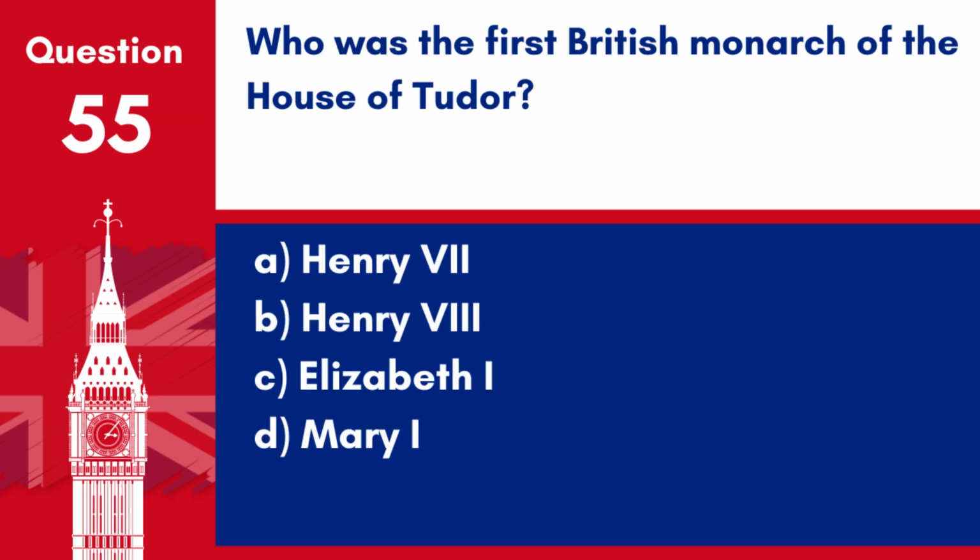Question 55. Who was the first British monarch of the House of Tudor? A. Henry VII. B. Henry VIII. C. Elizabeth I. D. Mary I. Answer: A. Henry VII. Henry VII was the first monarch of the House of Tudor, reigning from 1485 after his victory at the Battle of Bosworth Field, which ended the Wars of the Roses.